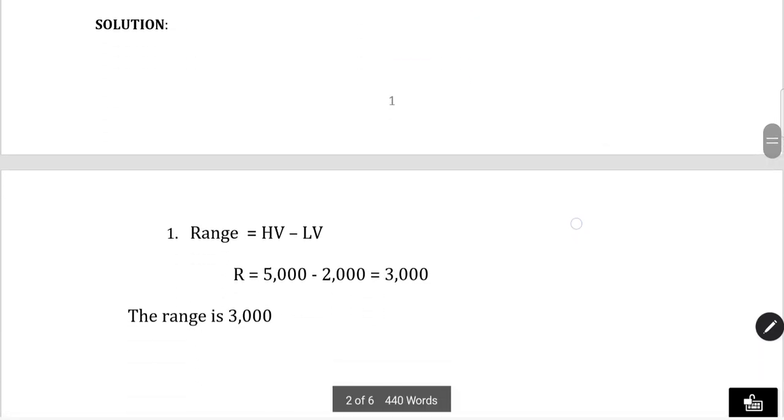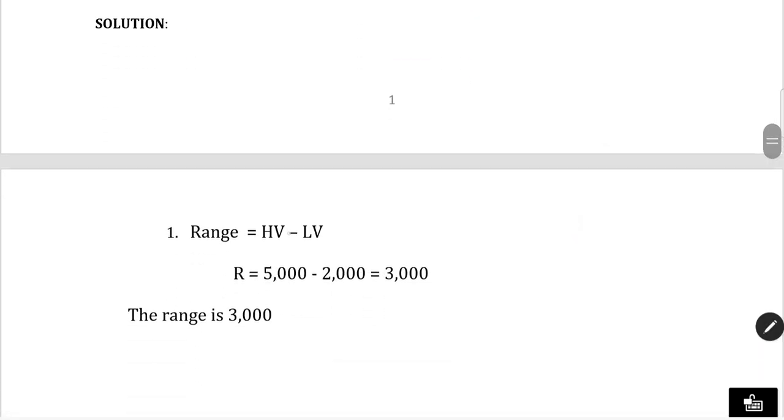So solution, first we need to find a range, which is the highest value minus the lowest value. So we have 5,000 minus 2,000 is equal to 3,000. So the range is equal to 3,000.